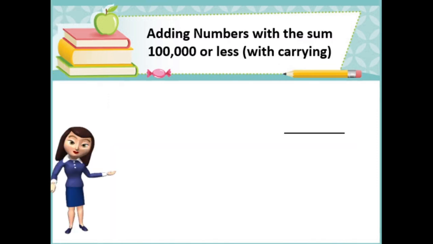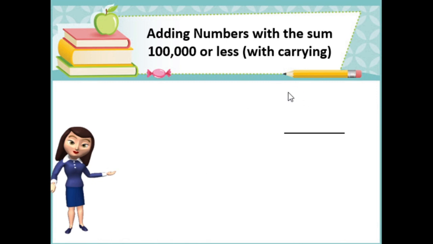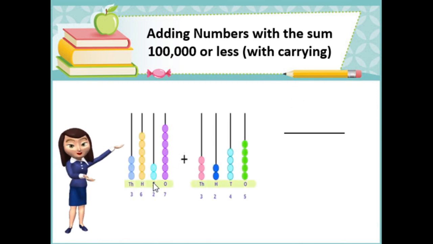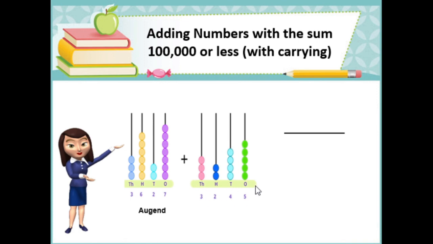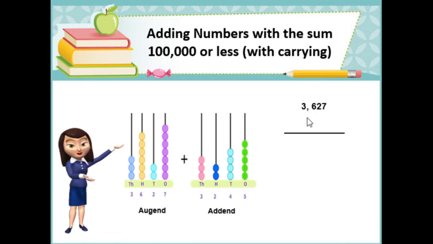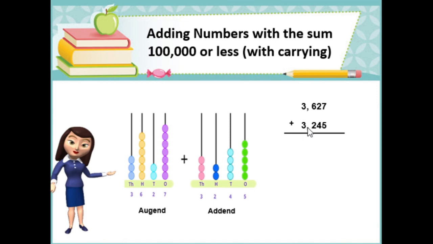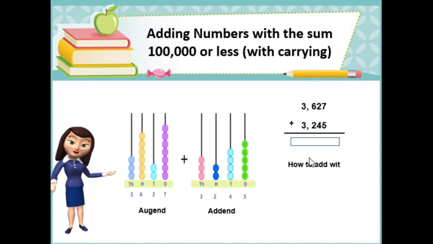Next, let's try adding numbers with the need of carrying a number. Example this. The first abacus here would represent our augend, and the second abacus will represent our addends. So when we write, it's 3,627 plus 3,245. What could be the answer? How do we add with carrying?